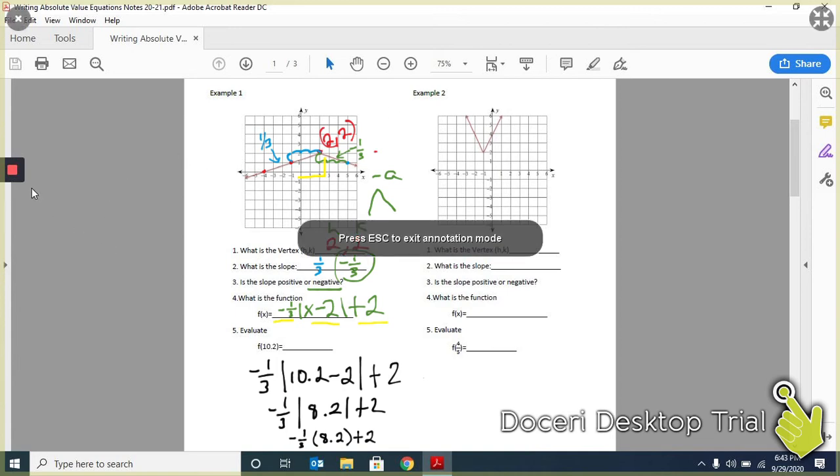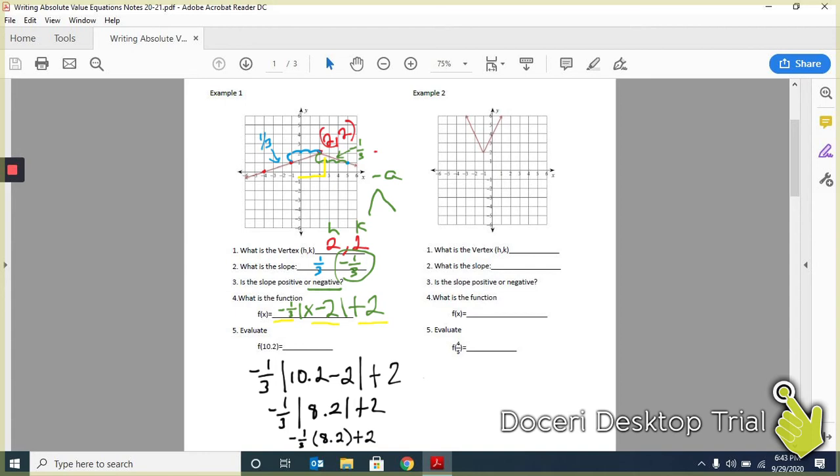pause for a second here. Oh, I can't pause. I'll be right back. Give me 2 seconds. Anyway, that's poor planning on my part. I forgot to grab the calculator here.